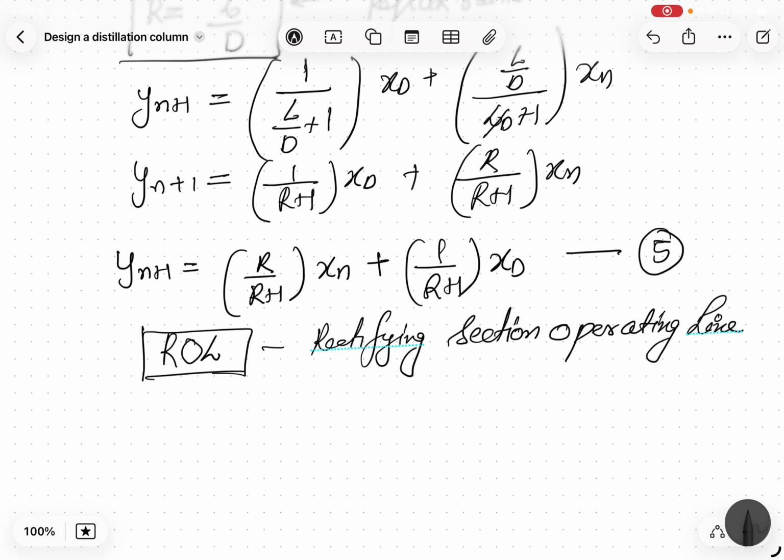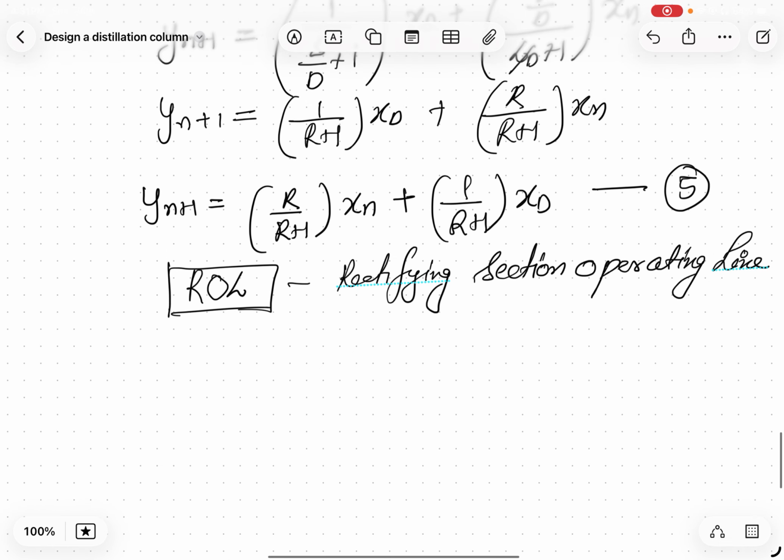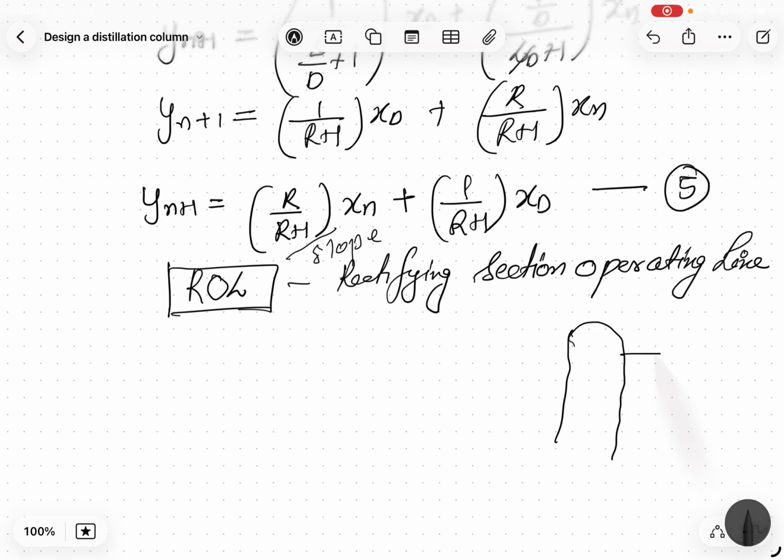Now let me see how this line is going to look on the plot. We know the slope of this line will be this one, and this is the extra term that is added to it. So we are mostly worrying about the slope. The slope is decided by R upon R plus 1. Now, if you consider the top part, let's say I am considering the zeroth stage, V1, Y1 is coming, and what I call XD is going out. So at the zeroth stage, n becomes 0.